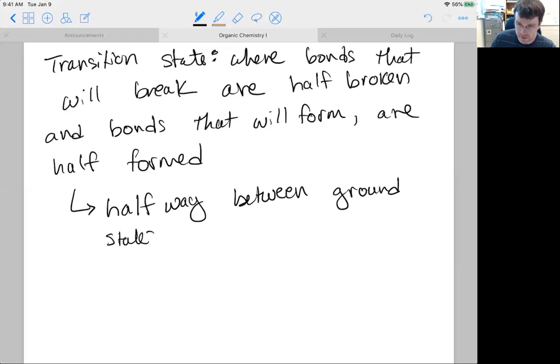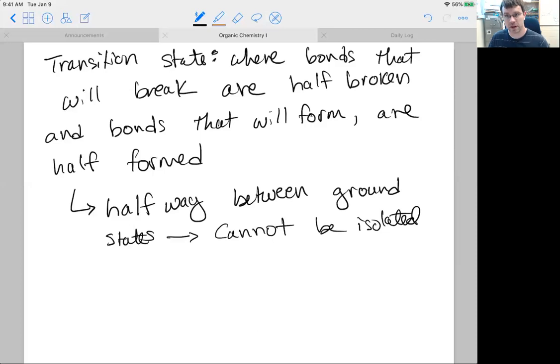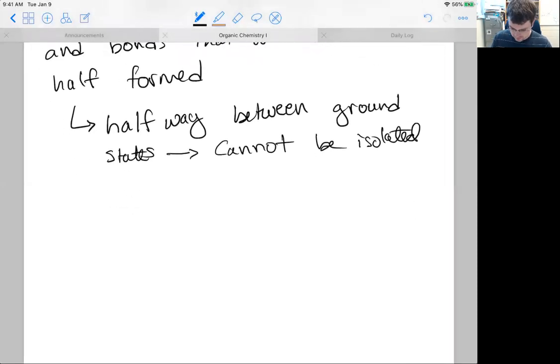So if we were going directly from starting materials to products, you might say we're halfway between the starting material and products, and this is going to sound exactly like an intermediate. However, a transition state will connect a starting material to an intermediate, maybe an intermediate to another intermediate. It'll just connect ground states all day long. But one key difference between a transition state and an intermediate is that this cannot be isolated. We cannot put a transition state into a bottle. We cannot isolate it.